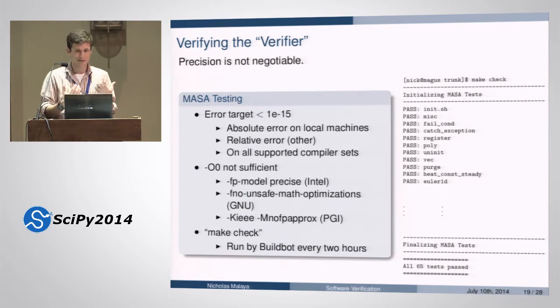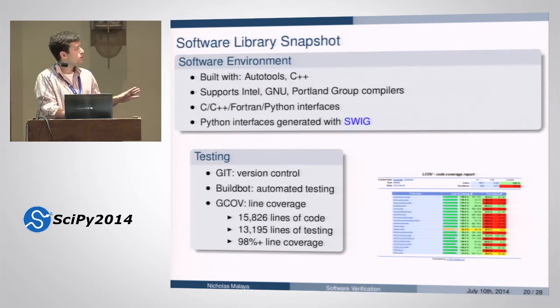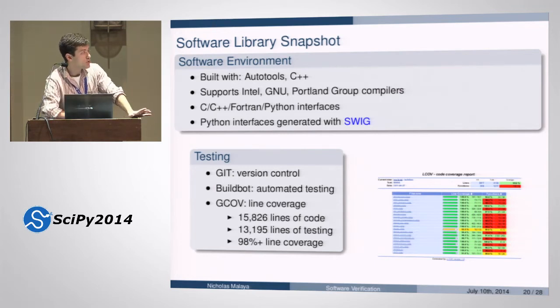You have to believe that this library is actually working, so we have more than 65 tests now, which run over all the different features, all the different manufactured solutions, tests that whatever you've built on your platform still works. So here's a little snapshot of the library. It's all hosted on GitHub, as I mentioned, so it's using Git for version control.